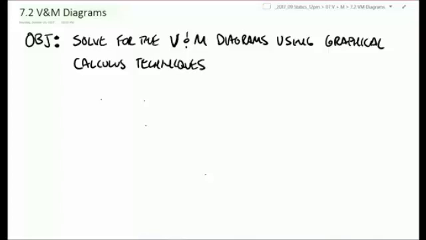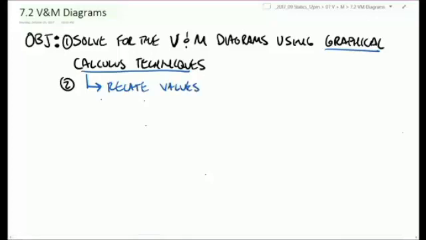Now, graphical calculus techniques basically means that we're going to focus on, and I guess I'll just put that here, that's number 2. So this idea of graphical calculus techniques just filters right into here. Relate values, so function values, slopes, and areas.